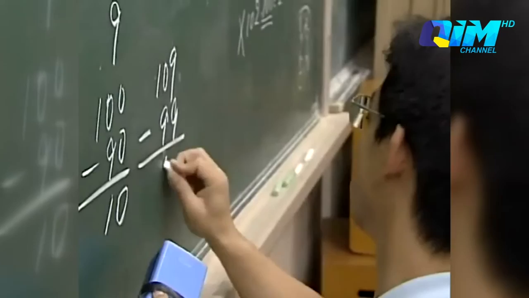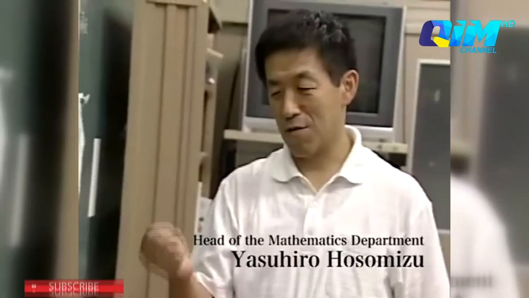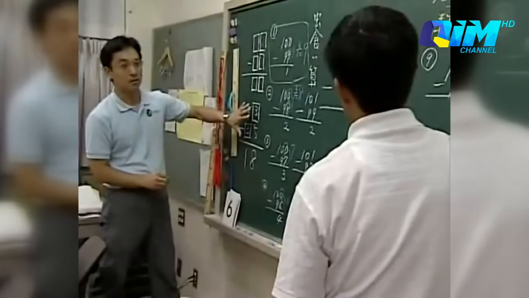Mr. Hosomizu, head mathematics teacher, comes to see Mr. Sayama. Mr. Sayama asks him for some advice on how to proceed with the lesson.